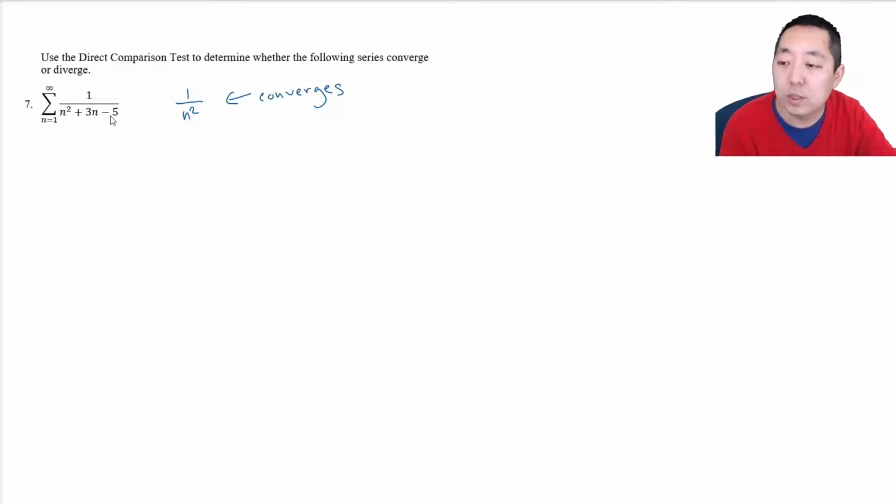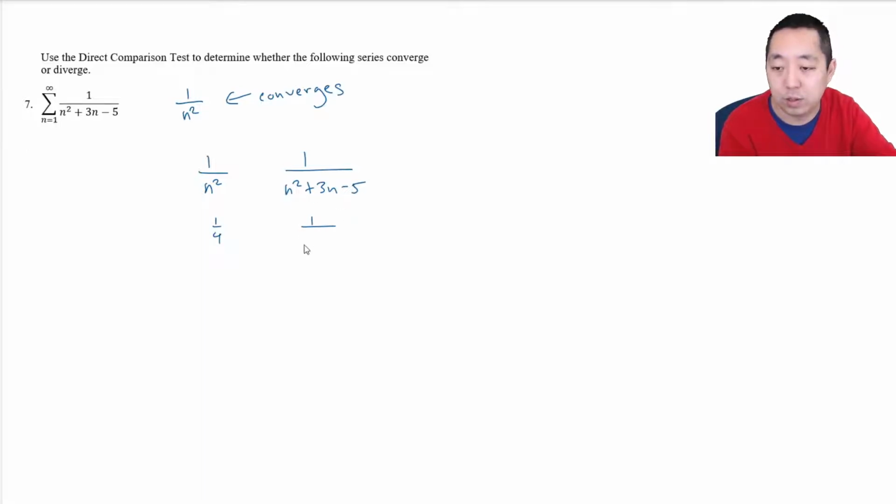And here's where you would have to say, well, I want to compare it to the series 1 over n squared plus 3n minus 5. Now, in general, starting at n equals 2, this denominator is bigger than this denominator, right? Because if I plug in 2, this is 1/4, and this is going to be 1 over 4 plus 6 minus 5, which is 1/5. So 1/4 is bigger than 1/5 because 5 is bigger than 4, right? So in general, we would say this one is bigger, except for n equals 1, but you can ignore the first term. Eventually, as n increases, this series is definitely bigger.